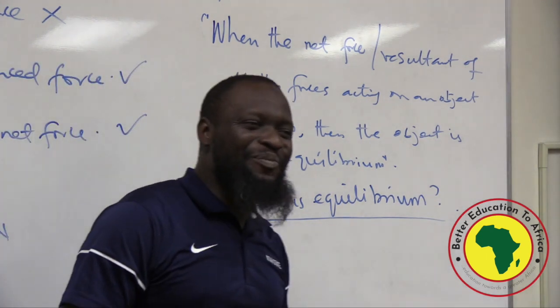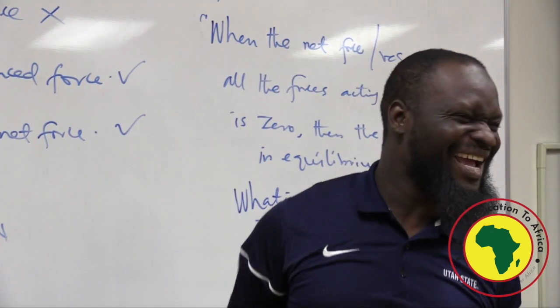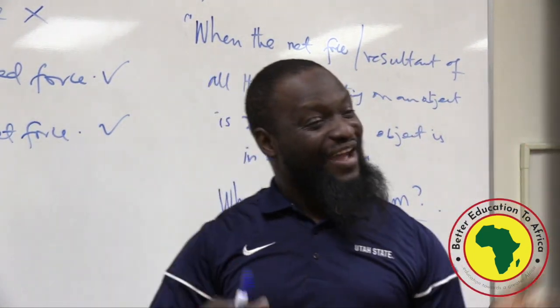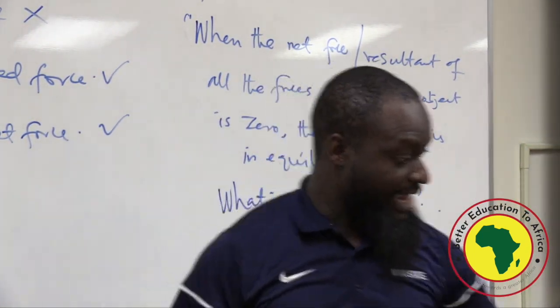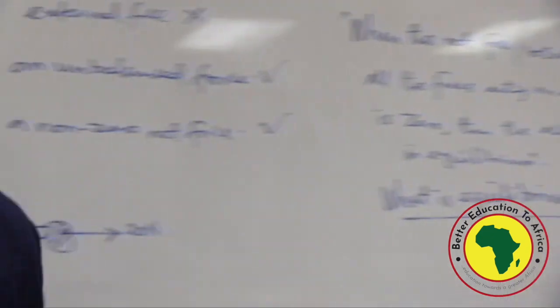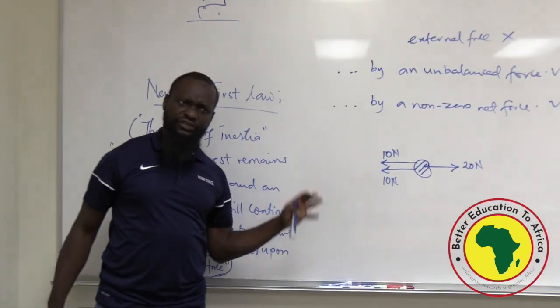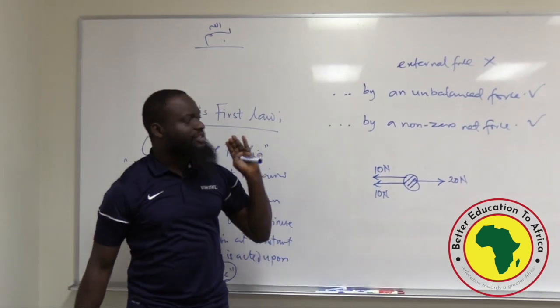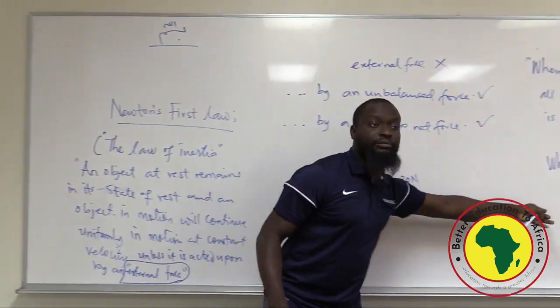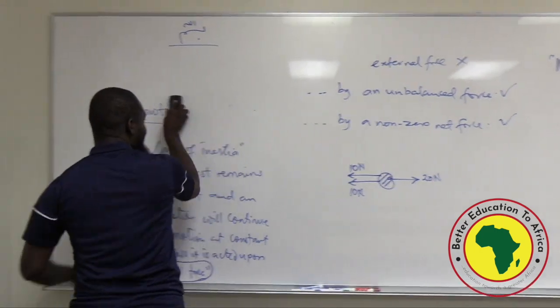Equilibrium can be defined in a number of ways. I'm going to define it about 4 to 5 ways right now. Now I want you to come here with me. What is equilibrium? So we've been able to redefine Newton's first law and understand that Newton's first law is trying to give us a clue about equilibrium.